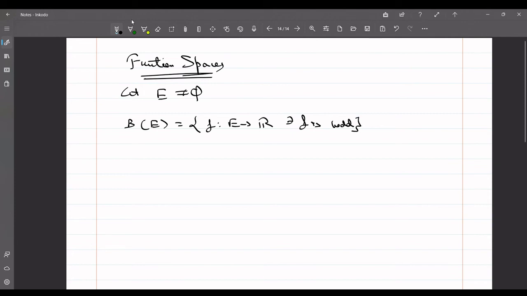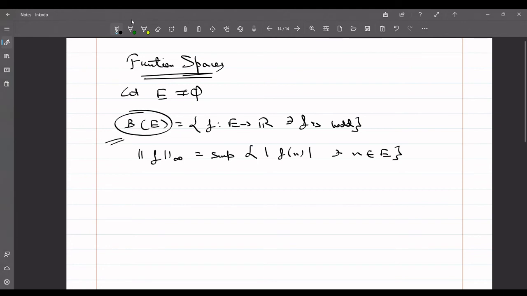We also define the infinity norm in this case. So the infinity norm of any element taken from B(E) is given as the supremum of the modulus of such functions for all x belonging to the domain E. Now see, we can relate this bounded case with L infinity, right? Because B(E) is the same as L infinity if E equals N, so this becomes a set of sequences which are bounded. Very simple.